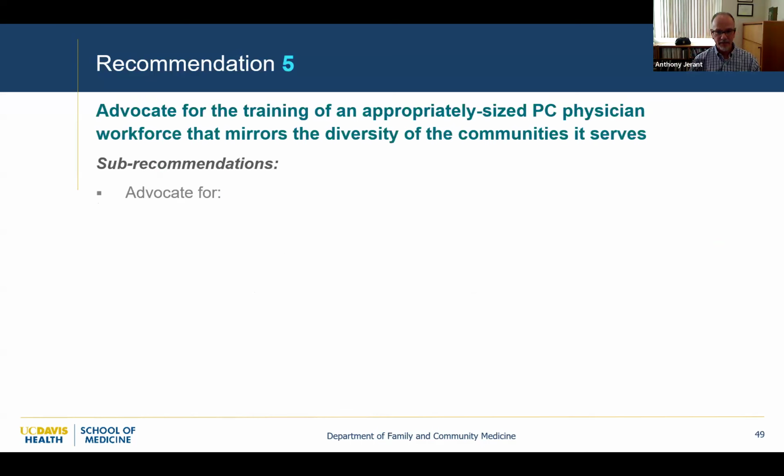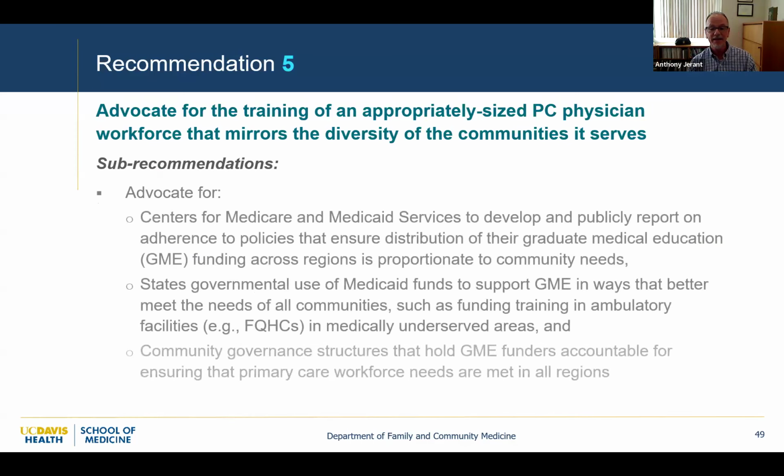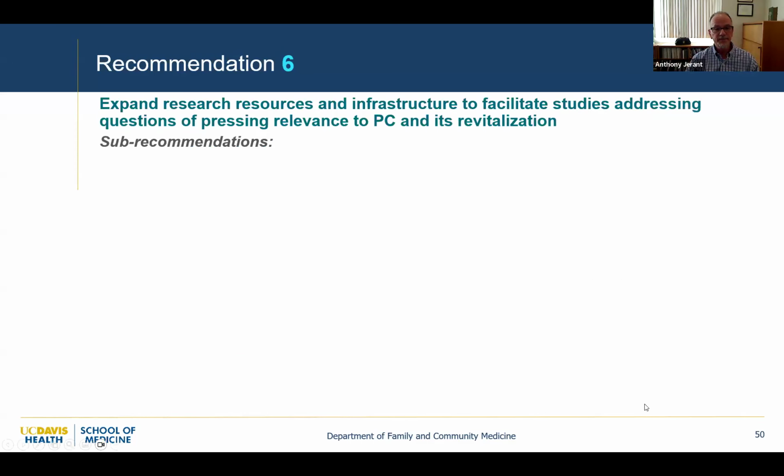Advocate for training of an appropriately sized primary care physician workforce. Currently, CMS and others that fund graduate medical education are not accountable to this. There is no master plan for specialty proportions. So we feel like we need to advocate for CMS and others like the VA to develop and publicly report on their adherence to policies that ensure a distribution of their GME funding across regions that is proportionate to community need. And states can also do the same with their use of Medicaid funds. And we need community governance structures to try to hold them accountable.